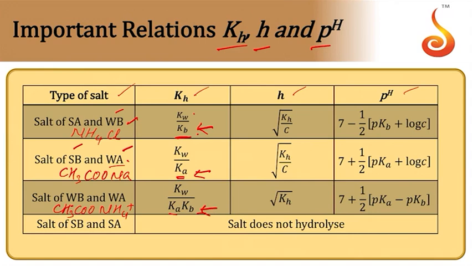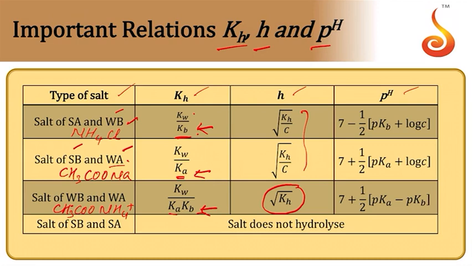Then comes the degree of hydrolysis formula. It will be root of Kh by C. The formula remains the same in both cases. But in the case of the salt of a weak acid and a weak base, h is independent of the concentration of the salt. It is simply the root of Kh.